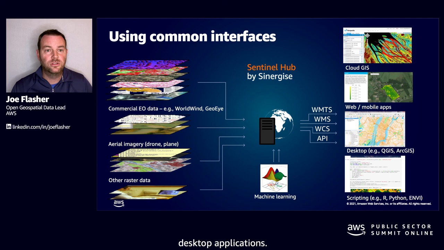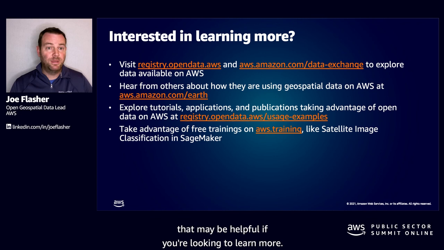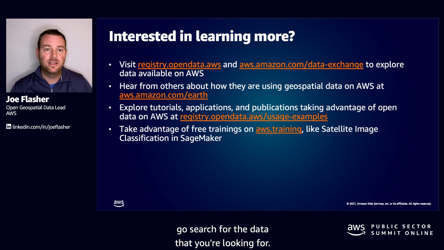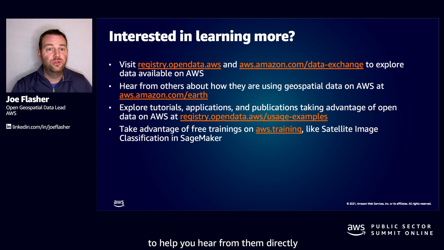So I just want to close by leaving you with some resources that may be helpful if you're looking to learn more. First is go search for the data that you're looking for. The Registry of Open Data on AWS and AWS Data Exchange will be two great places to find that data. You can always hear from others about how they're using geospatial data on AWS. You can go to the Earth on AWS page, where we highlight stories and tutorials coming from users of the data on AWS to help you hear from them directly about what they're doing.